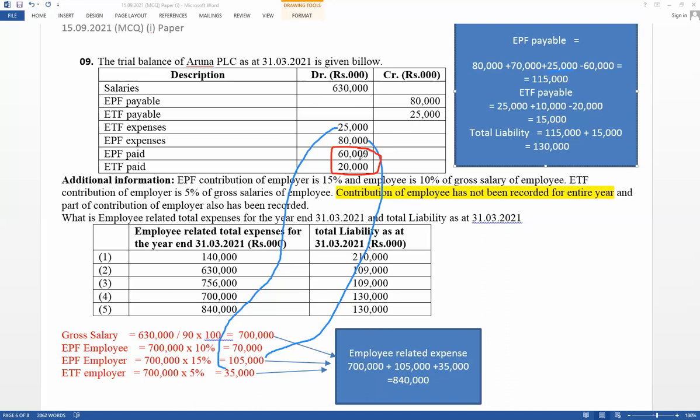Cash account credit, EPF payable account should be debit. Therefore this is the total liability. And as expense, gross salary as well as EPF and ETF expense should be considered. As EPF and ETF expense, we have to consider the contribution of employer. Therefore, question number 9, the answer is 5.